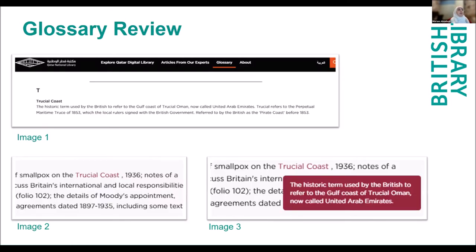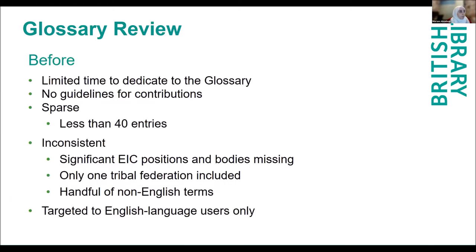The second project we engaged in, an effort to open up our collections over the past year, is reviewing the QDL glossary. The QDL benefits from a dedicated glossary page on the website, which is laid out like a traditional glossary with terms arranged alphabetically. There is also a hyperlink function. When a glossary term comes up in a catalog description or an article, it will be in purple. Users can hover over the term to see a short definition, or they can click on the term, which will take them to the longer definition in the main glossary page.